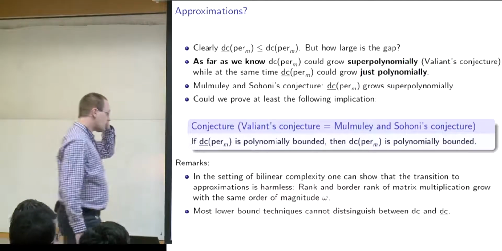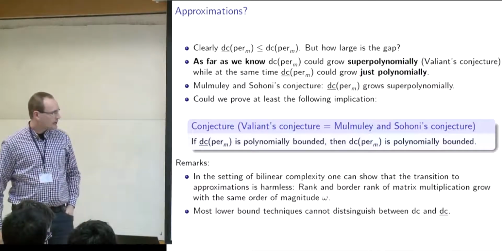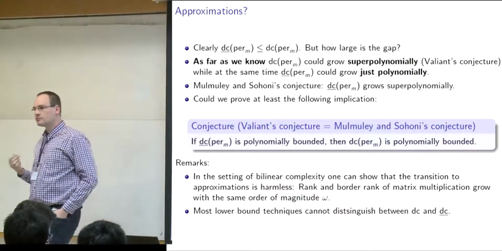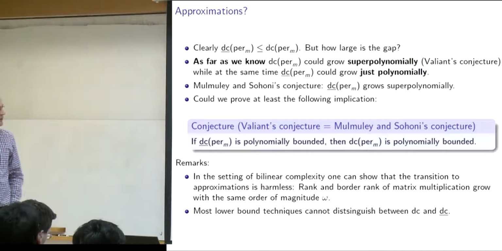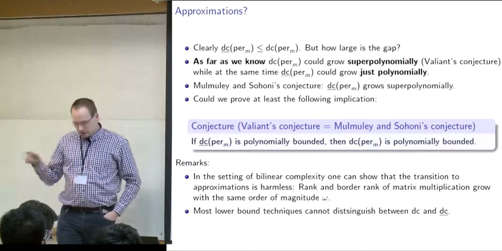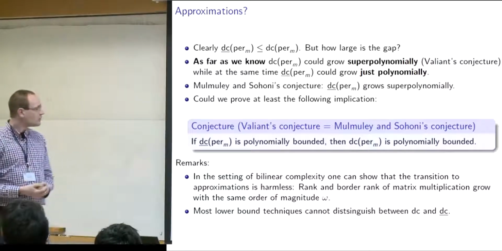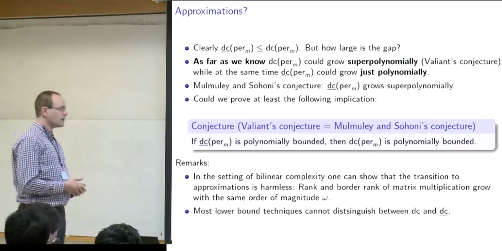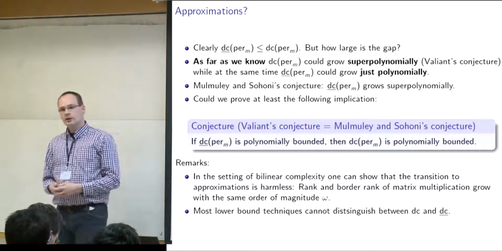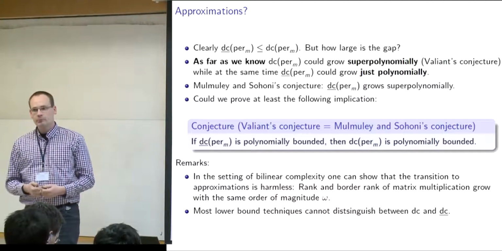Some remarks. We have not seen today the setting of bilinear complexity, where you can actually show that the transition to these approximations is harmless. If you do this for the matrix multiplication tensor, and you look at rank and, on the other hand, border rank, which is precisely the same transition, then you can prove that these two grow with the same order of magnitude, omega. So now the question is, can one somehow lift this to the permanent?